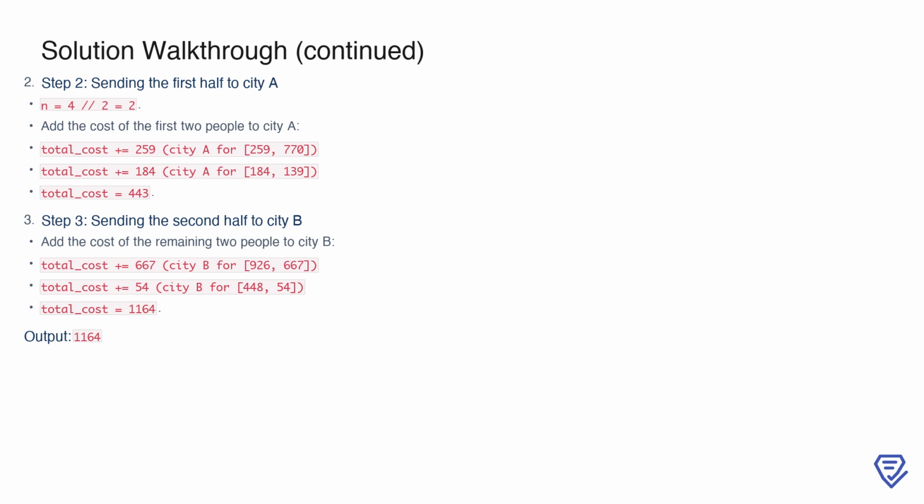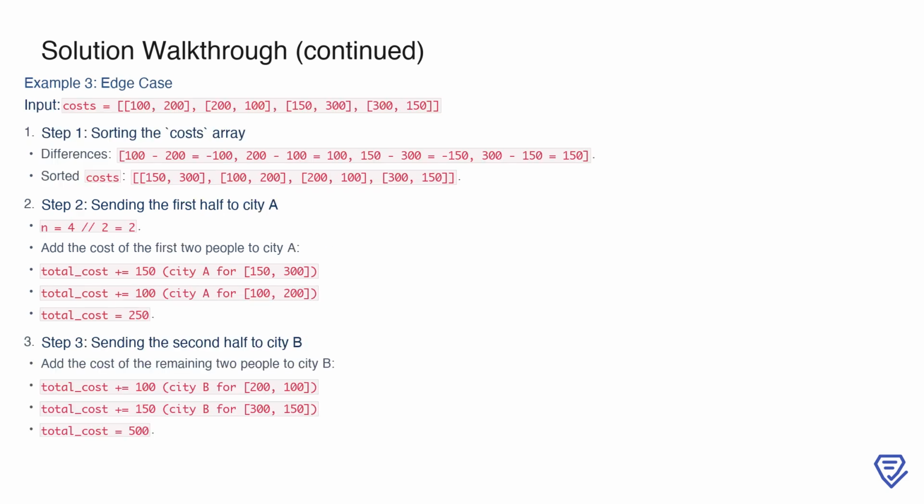Finally, we move on to an edge case where the input costs are 100, 200, 200, 100, 150, 300, 300, 150. For this edge case, we begin by calculating the cost differences between sending each individual to city A and city B. The differences are -100, 100, -150, and 150. Sorting the costs array by these differences results in 150, 300, 100, 200, 200, 100, 300, 150.